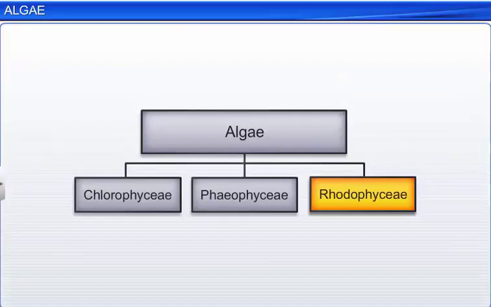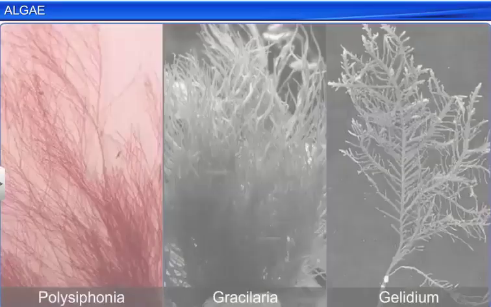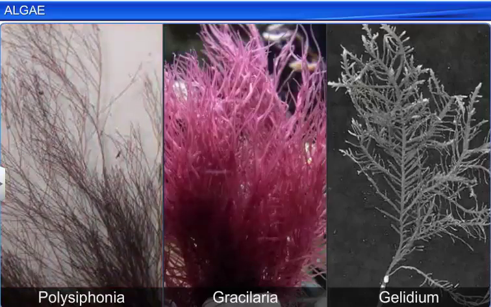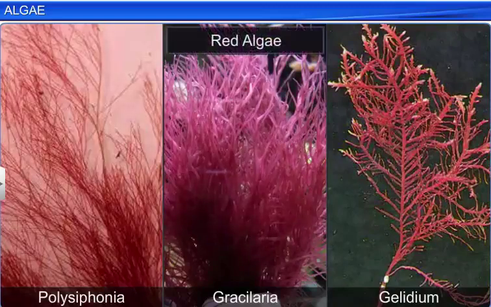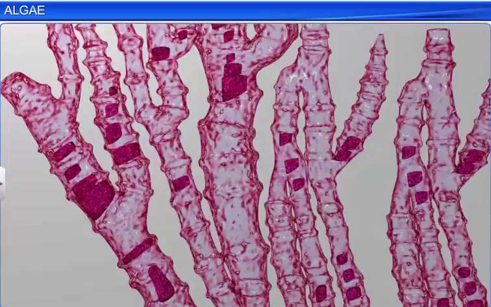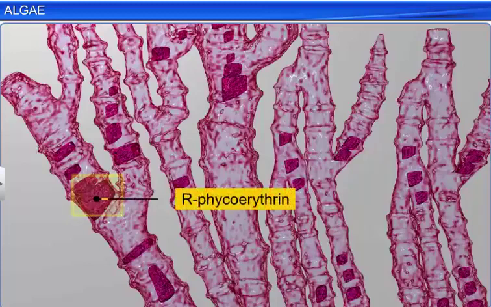Rhodophyceae is another class of algae whose members include Polysiphonia, Gracilaria, and Gelidium. The members are often called red algae. The red color is due to a high concentration of the red pigment, phycoerythrin.